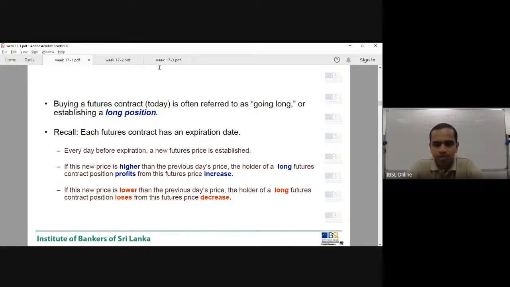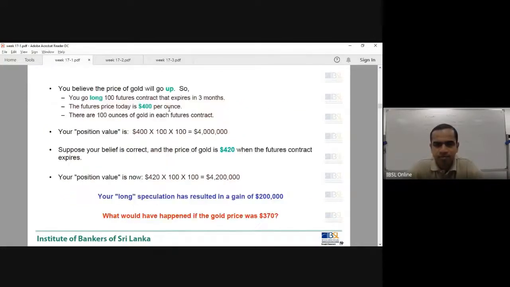If you sell and the price goes up, you will lose. But if you buy and the price goes down, you will lose. If you sell and the price goes down, you will gain. So it's just like buying a share. There's nothing new to learn.